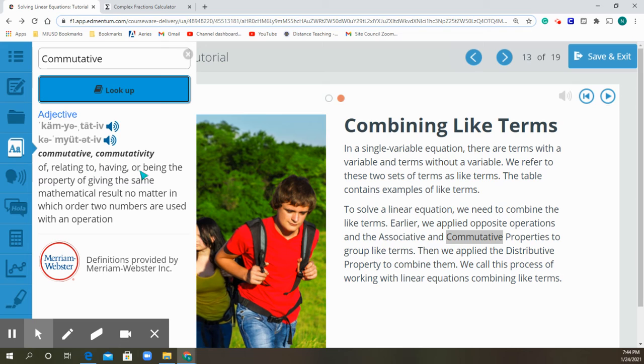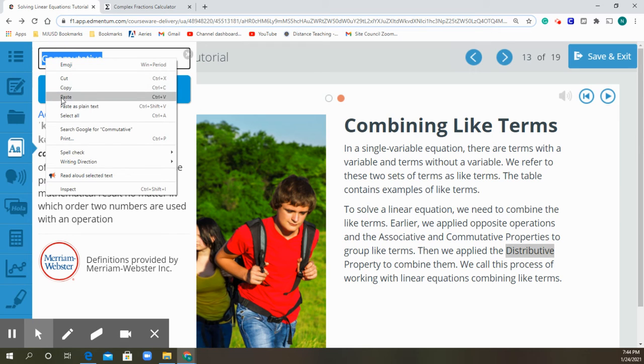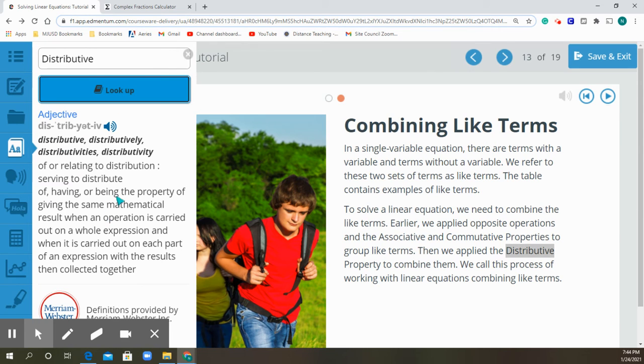So having or being the property of giving the same mathematical result no matter in which order two numbers are used with an operation. And distributive. So having or being a property of giving the same mathematical result when an operation is carried out on a whole expression and when it's carried out on each part of an expression with the results then collected together. So whether it's 3x plus 2x or 3 times 2 plus 3, there's something to that effect. I hope that didn't confuse you.